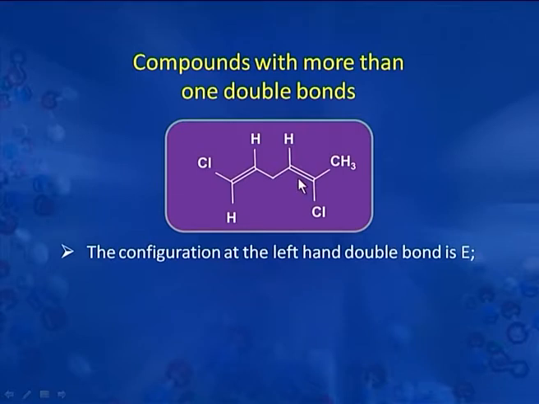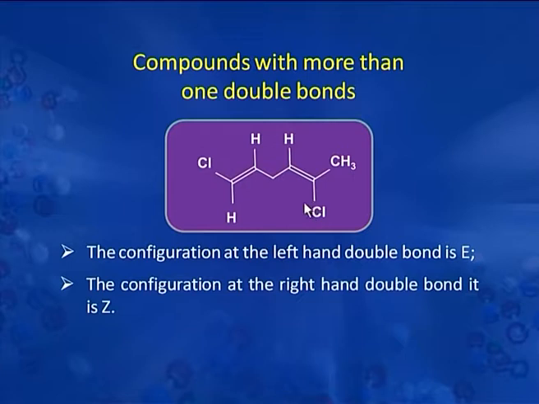Now, let us look across this double bond. There is one methyl, one chlorine. Obviously, chlorine gets the higher priority. Across this, we have hydrogen and then again a CH2 group. So this CH2 group gets the higher priority. So, the two groups getting the higher priority, CH2 here and chlorine here, are on the same side. So, the configuration across this double bond is Z.